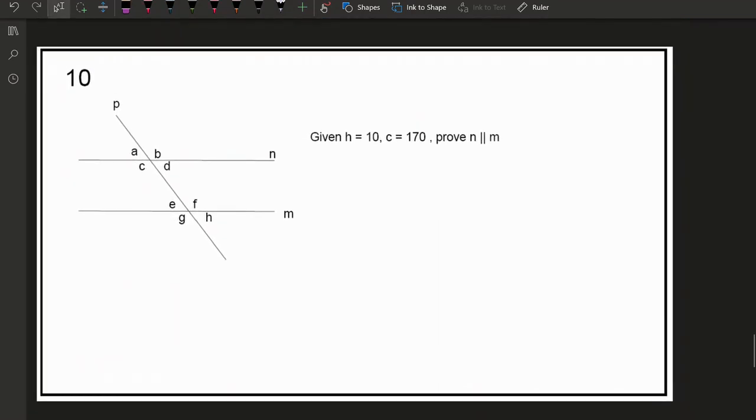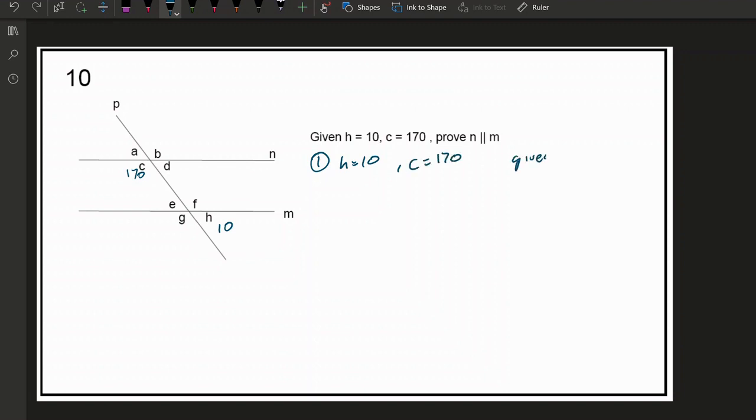Number 10. Now, this one was meant to be a level C quiz, so this one's going back and getting a little bit easier. In fact, looking at that, H is 10 and C is 170. That's very similar to one that we've done earlier. So I'm just going to say, step 1, H is 10, C is 170.